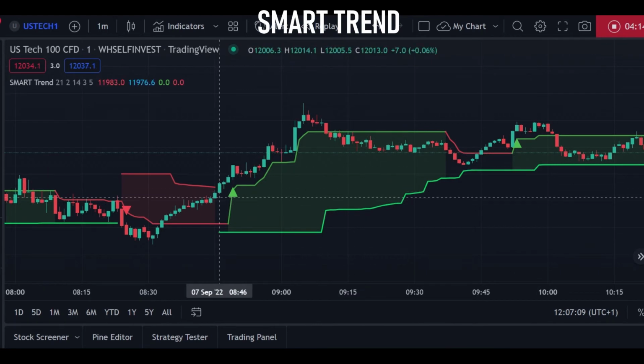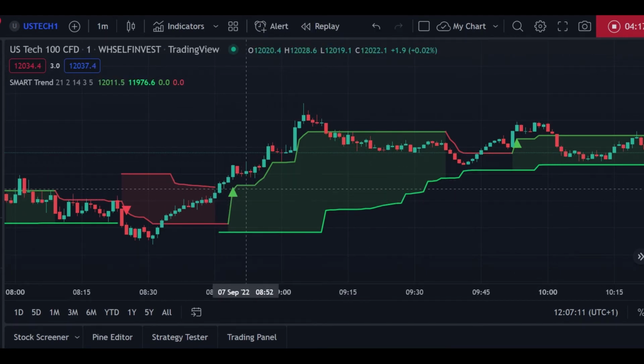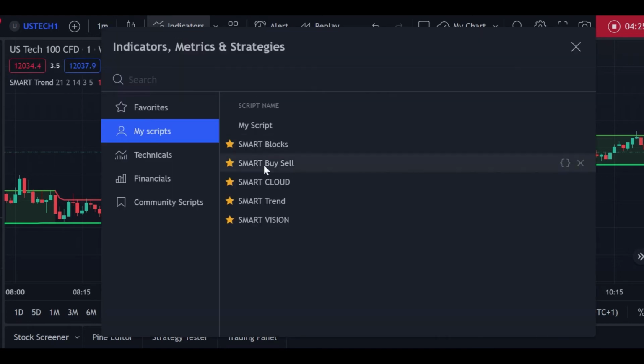We have an arrow here. This arrow is a very conservative entry point, and we'll show you how to use that with the buy sell indicator. Let's bring back the buy sell.